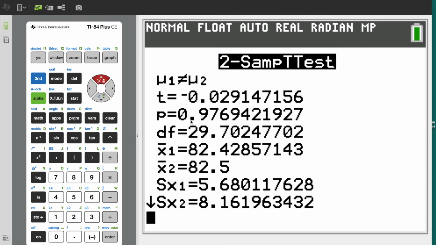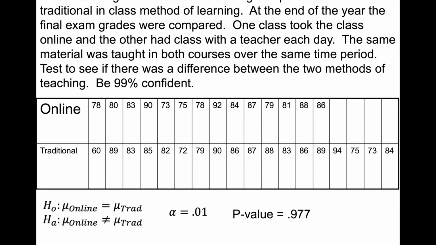We care mostly about our test stat and our p-value. Our p-value here is 0.977. So that's what I use for our p-value method. And now we can compare our alpha and our p-value. Our p-value, 0.977, is much higher than our alpha level this time.